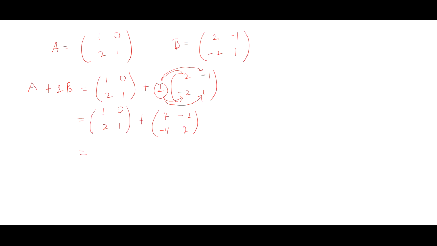And we are just adding two matrices here. So we're going to add 1 plus 4, which will give me 5. Then 0 plus minus 2 will give me minus 2. Then 2 plus minus 4 will give me minus 2. And then 1 plus 2 will give me 3. Okay, hopefully I didn't make a mistake there. Right, so the matrix A plus 2B is given by this guy here.